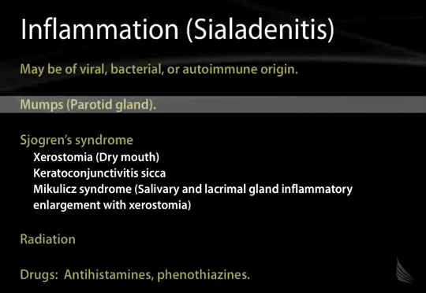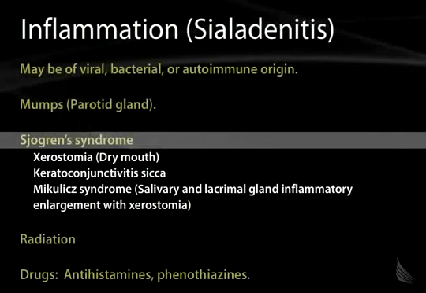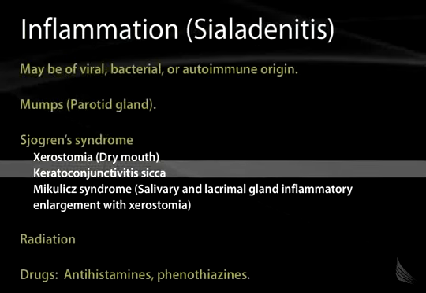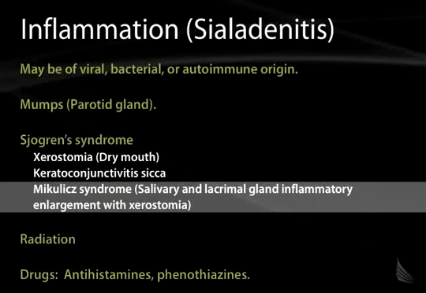An autoimmune disease that can affect the salivary glands is things such as Sjogren's syndrome, which presents with a triad of xerostomia, or dry mouth, a particular form of conjunctivitis known as keratoconjunctivitis sicca, and Mikulicz syndrome, where you have salivary and lacrimal gland enlargement secondary to inflammation with accompanying dry mouth.